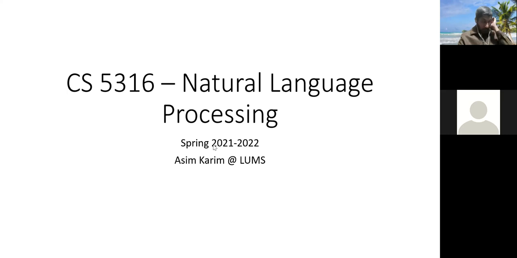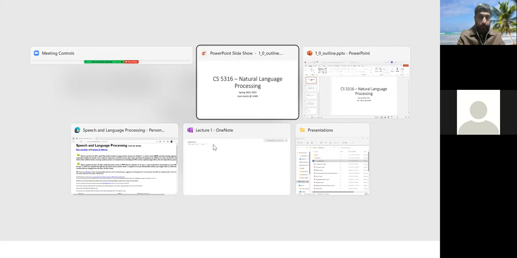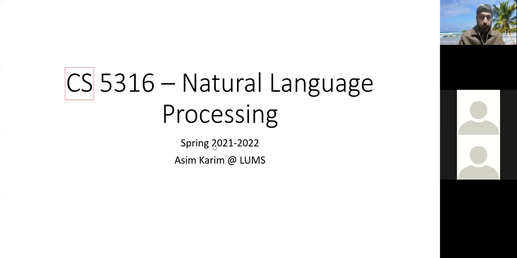So with that, I think let's get started with the course outline. I hope you can see my screen. So let's look at the description of the course. This course is 5316. It's a graduate course. Of course, it has a graduate listing, but undergrads can also take this course.